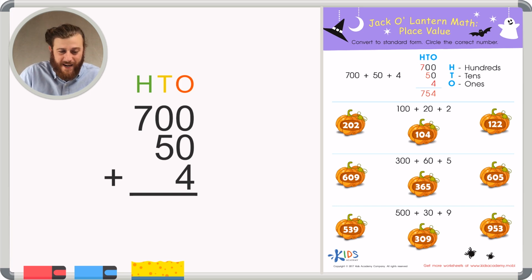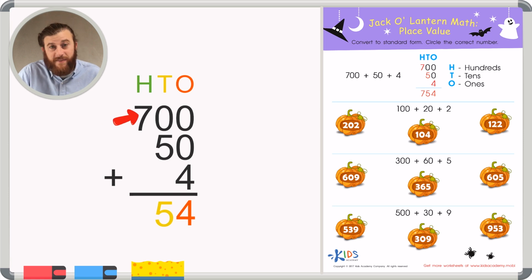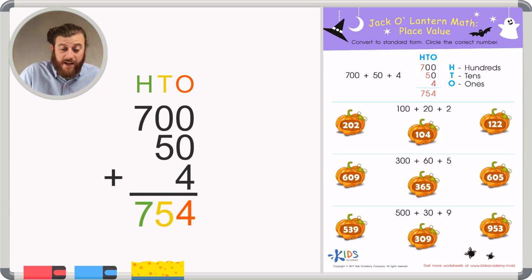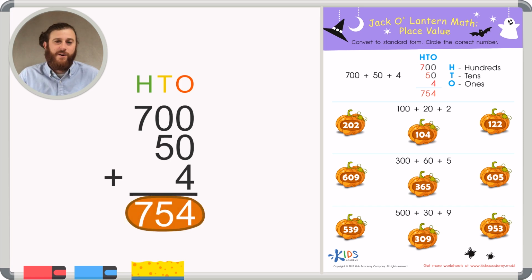we'll see that these are quite easy to add, because then you just have 4 plus 0 plus 0, which is 4, 5 plus 0, which we know is just 5, and 7 plus nothing, which of course is just 7, and we've returned our expanded form number back into standard form of 754.